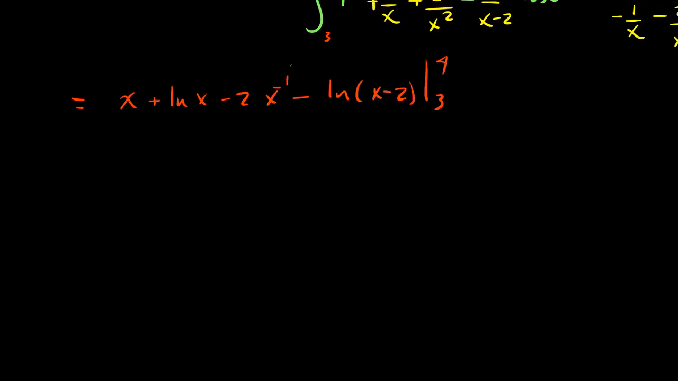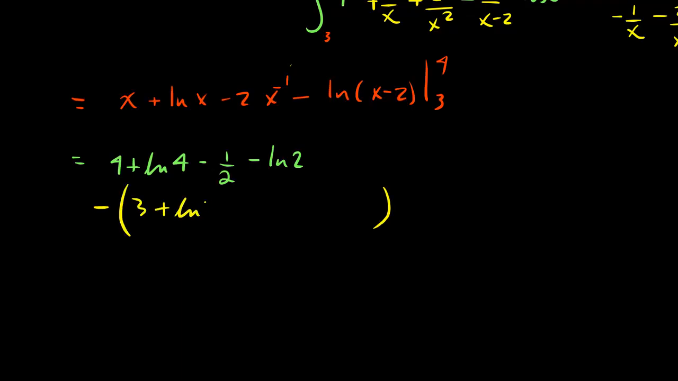When we plug in the 4, we're going to have 4 plus natural log of 4 minus 2 over 4, so it'll be minus a half, minus natural log of 2. And then when we plug in the 3, it'd be subtract off this whole thing, 3 plus natural log of 3 minus 2/3 minus natural log of 1. And I could simplify that more, but I don't want to right now. There you go.